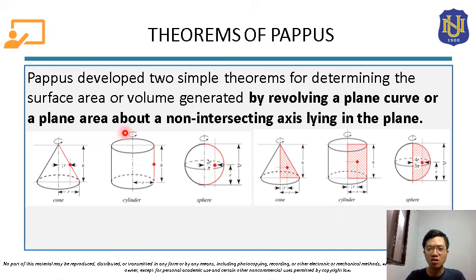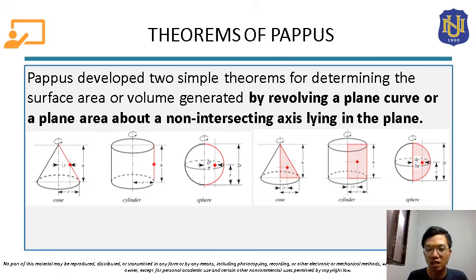Also, this is an important concept here, that we can only revolve a plane curve or plane area about a non-intersecting axis. So we cannot revolve a plane curve or plane area about an axis that intersects or passes through the plane curve or plane area. That's an important concept here that you have to remember.